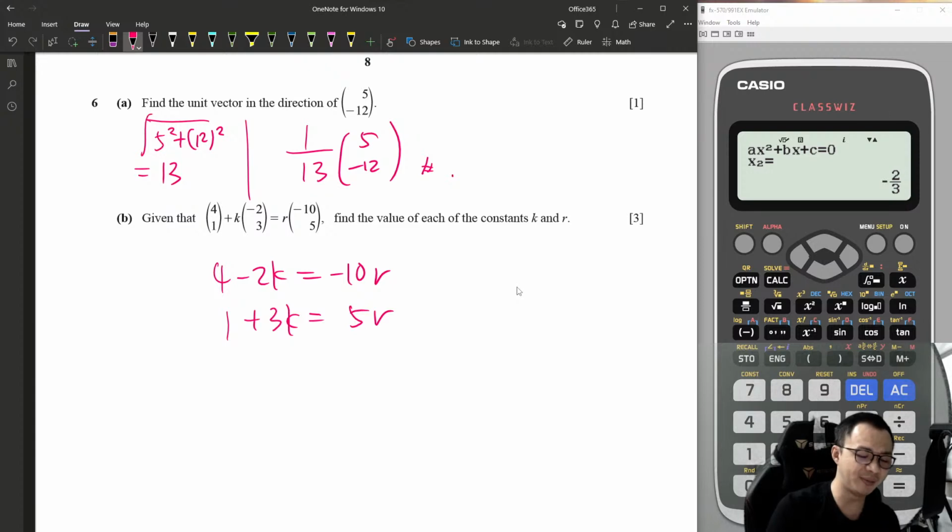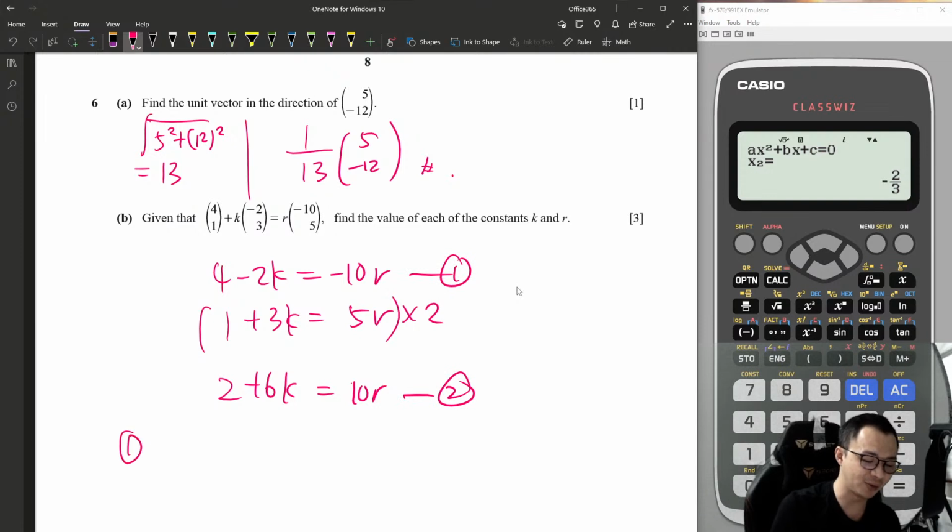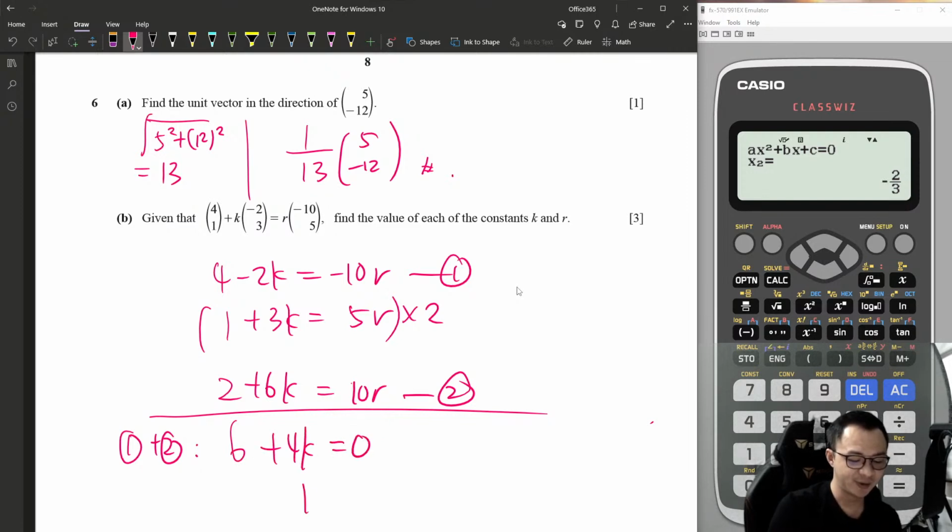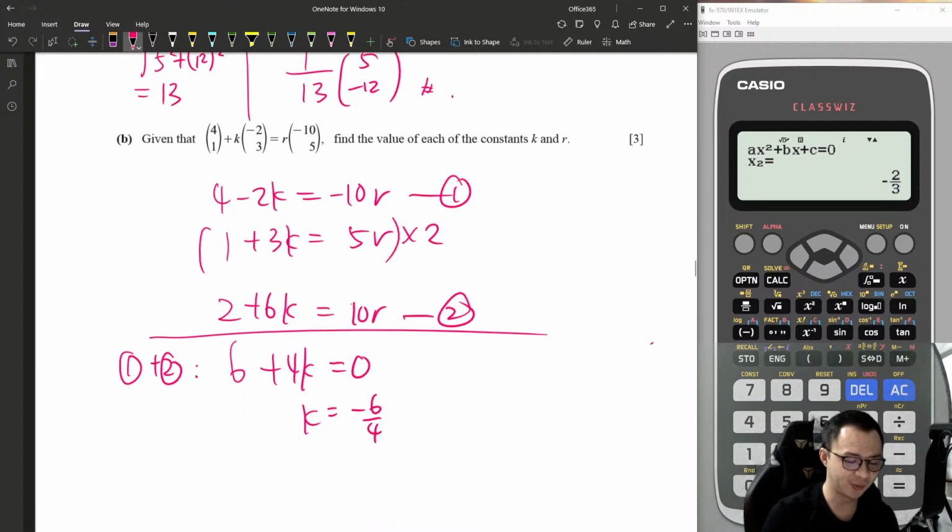Should we? Yeah, elimination will be good. Times 2 for the whole equation, so 2 plus 6k equals 10r. First equation, second equation. I can eliminate 10r by doing 1 plus 2. So 4 plus 2 is 6. This one plus this one I get 4k. This one plus this one is 0. So k is negative 6 over 4, which is negative 3 over 2.